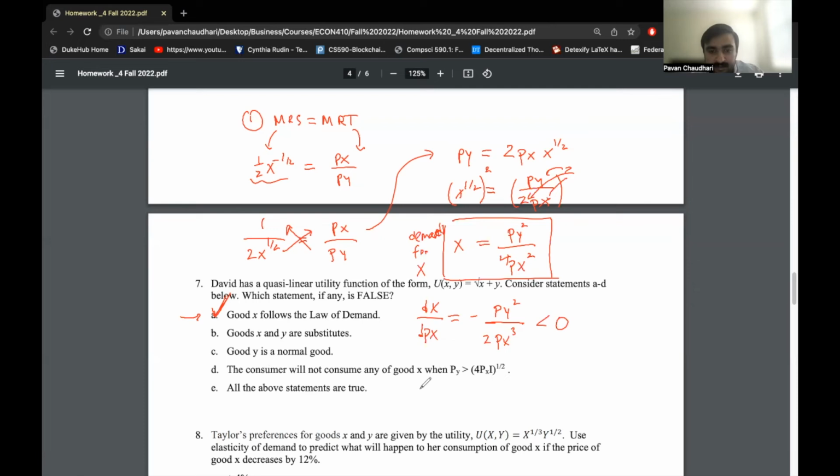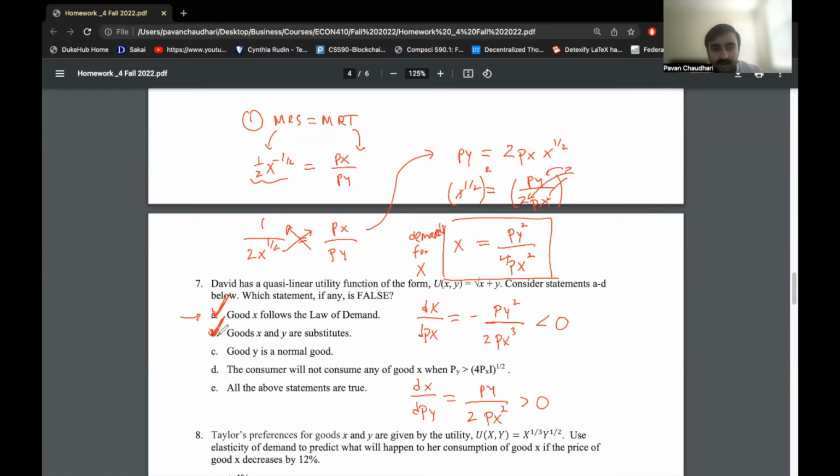And then we can check if they're substitutes. We could check the cross price derivative, dx/dpy. Here, you could either do the arrow method or take the derivative, but either way you'd get py over 2px squared, which is positive. So either way, you get a positive derivative, and so, in fact, yes, they are substitutes here.